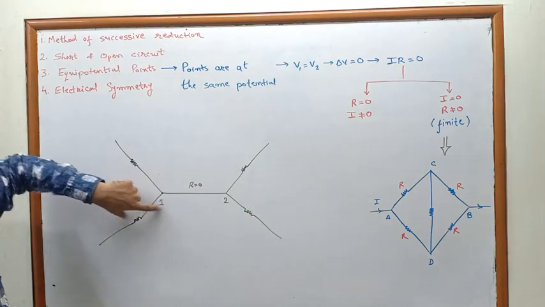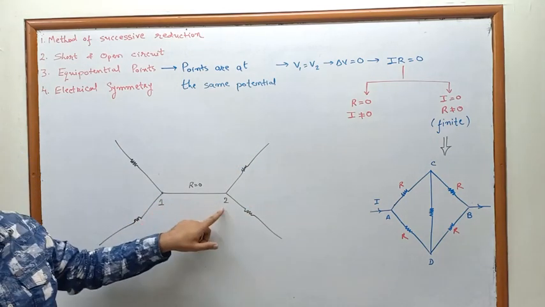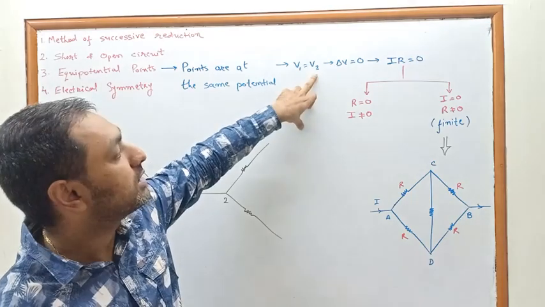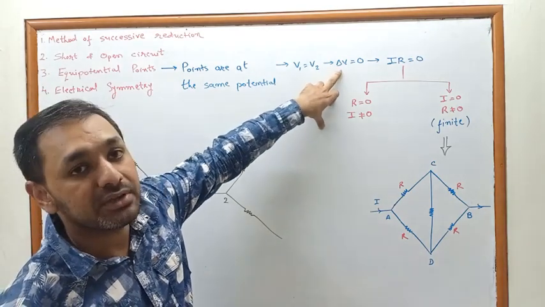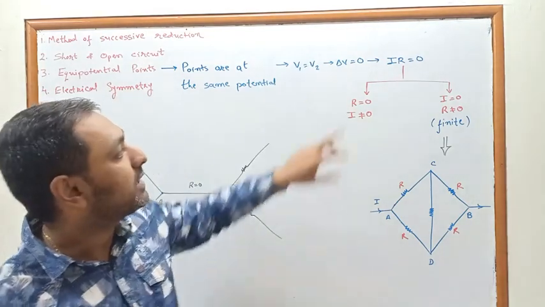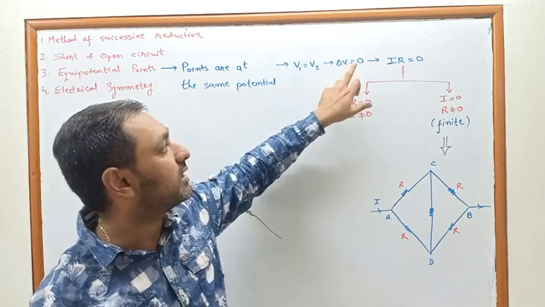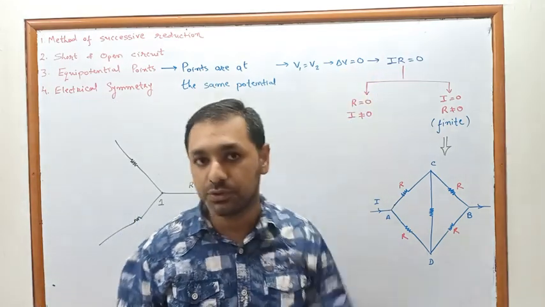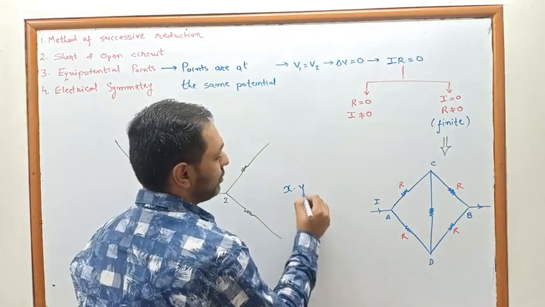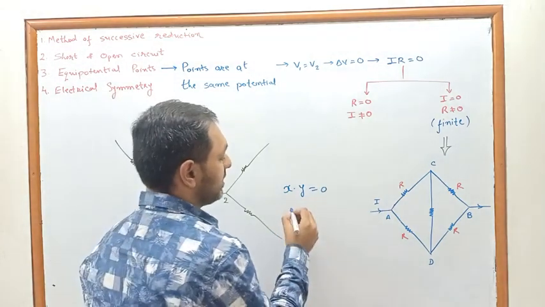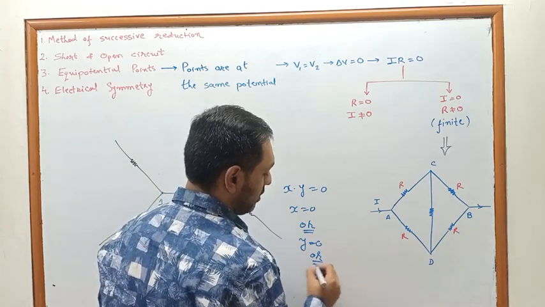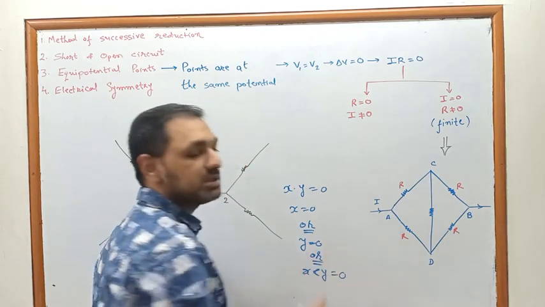If this point 1 and 2 are having the same potential, suppose V1 and V2, then the difference between them, delta V, V2 minus V1, is equal to 0, because both are at the same potential. In that case, from Ohm's law, we can say that if delta V is equal to 0, then IR is equal to 0. In mathematics, we have seen that if x into y is equal to 0, it means x is equal to 0, or y is equal to 0, or x and y both are equal to 0.